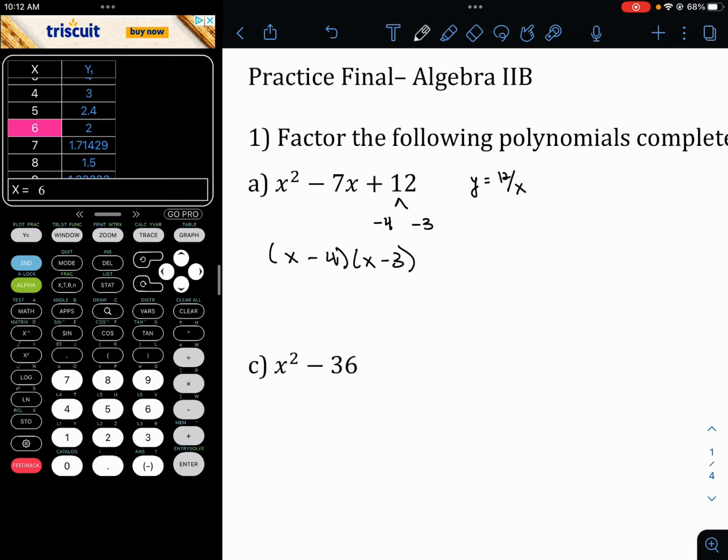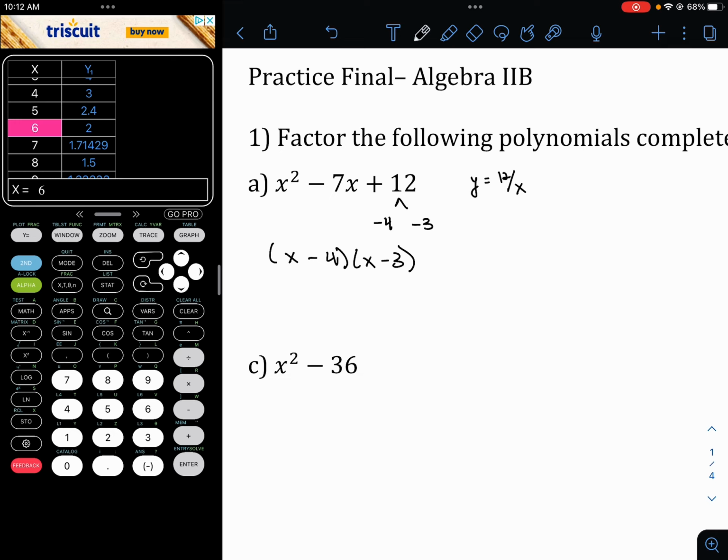I'm going to be going over some things here and highlighting some things that you should especially have on your note cards. First example here, first question is factoring. So you should remember how to factor. So we're looking at factors of 12 that add to -7. So this answer would be x minus 4 and x minus 3.